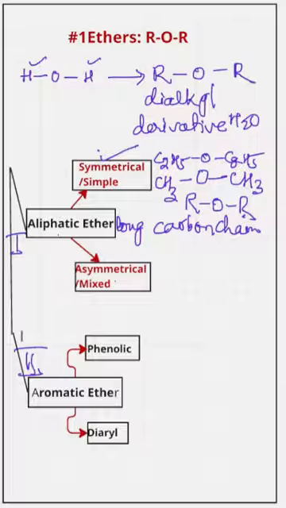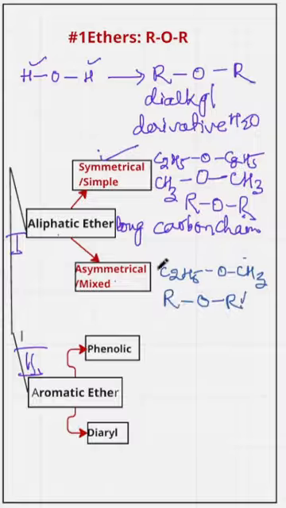Now let's talk about asymmetrical ether. In asymmetrical ether, either side will not be similar. So for example, C2H5O and here it is CH3. So the two sides' alkyl groups are not similar. So when you write this, you'll write it as ROR'. That means both sides are not similar. So this is known as asymmetrical or mixed ethers.